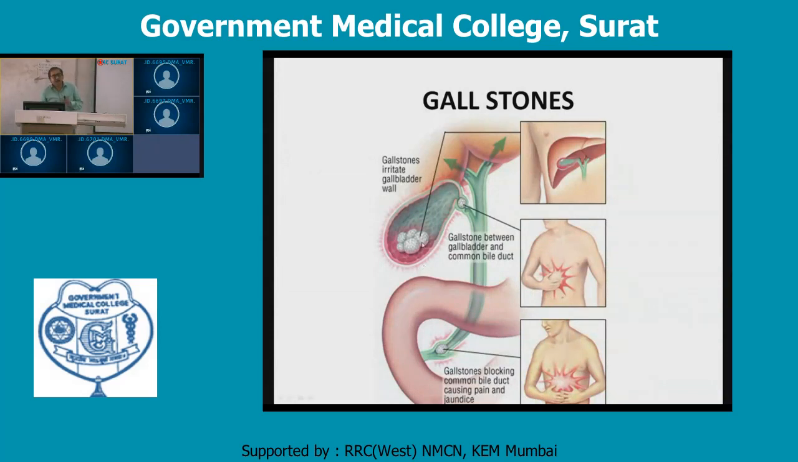Here certain stones are shown in this gallbladder: 4 or 5 stones in the gallbladder, 1 stone in the cystic duct, and here 1 stone in the terminal part of the common bile duct. So the stones are formed by the precipitation of bile. Now these stones are known as gallstones, and the gallstone may irritate the wall of the gallbladder, and that can lead to pain.